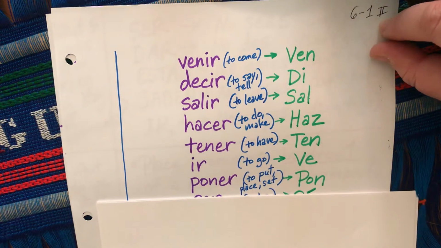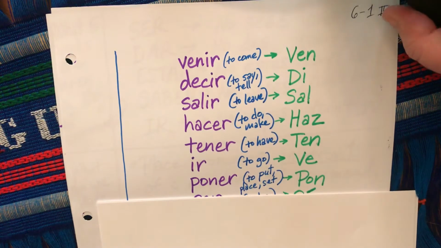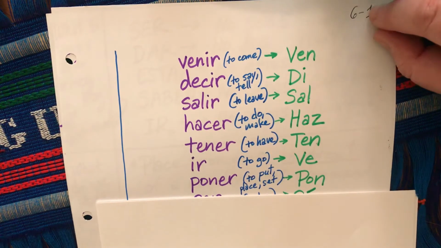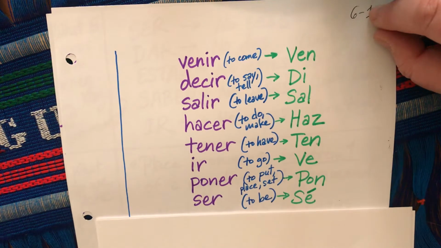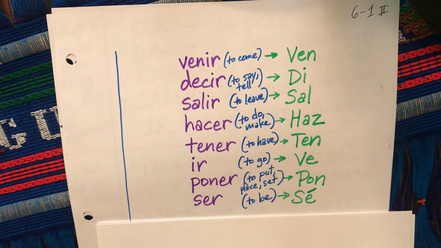Next one, poner, to put, place, or set. The command is pon. A mom might say to her kid, pon la mesa. Set the table. Ponlo aquí. Put it here. Ponlo. Put it. Place it. Set it. And then ser is our last irregular one. It's sé. Sé bueno. Be good. Sé amable. Be friendly. Be kind.